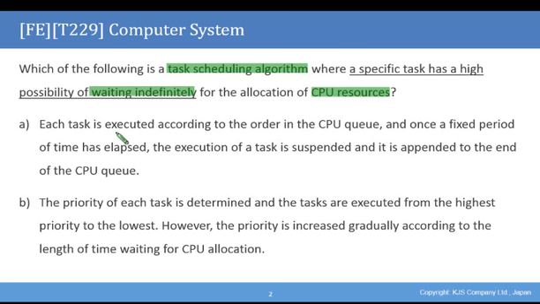Here we have four answers, two of which are on this slide and two of which are on the next. A: each task is executed according to the order in the CPU queue, and once the fixed period of time has elapsed, the execution of a task is suspended and is appended to the end of the CPU queue. B: the priority of each task is determined and tasks are executed from highest priority to lowest priority. However, the priority is increased gradually according to the length of time waiting in the CPU allocation queue.